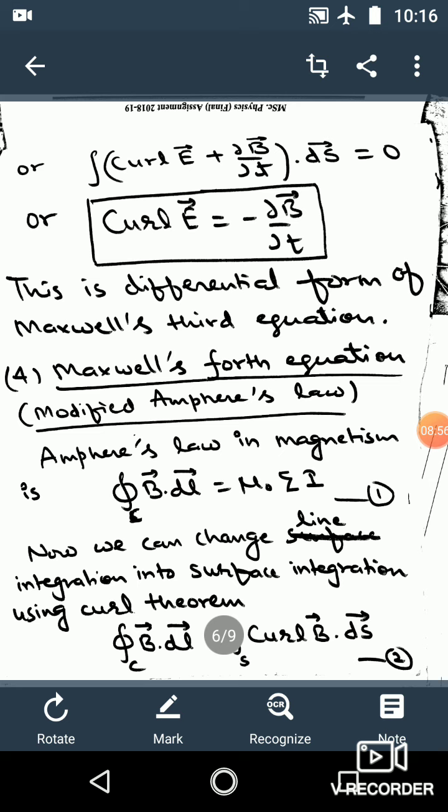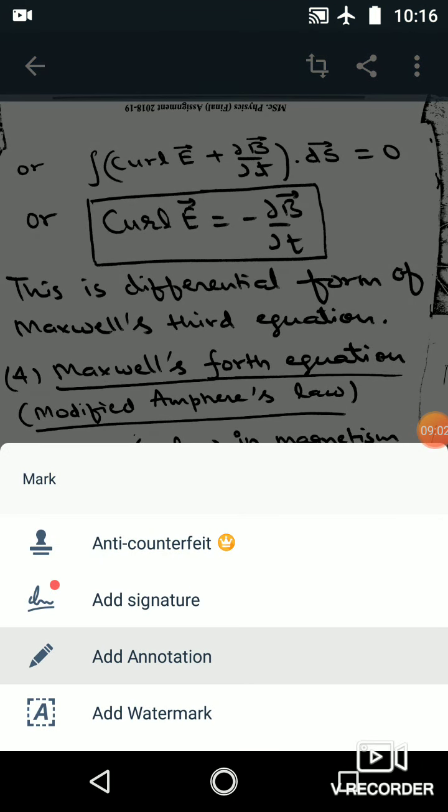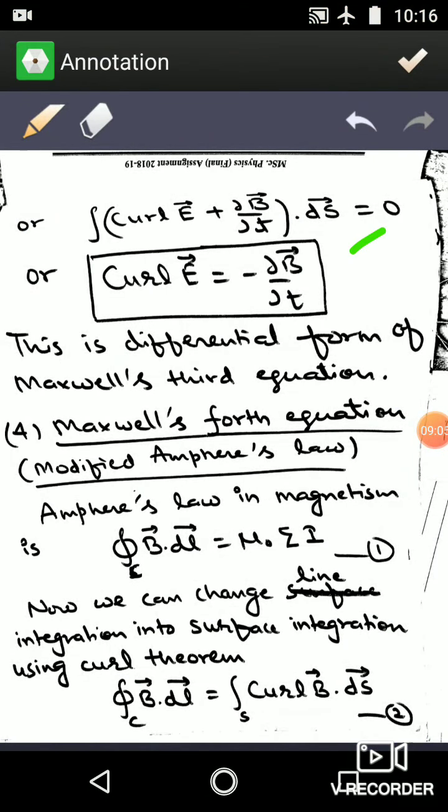We get integration of curl E plus del B upon del T dot ds is equivalent to 0. Here ds cannot be 0, as well as the dot product between them cannot be 0 always. Therefore, for the validity of this equation, we should write curl of E is equivalent to minus del B upon del T. And this is the differential form of Maxwell's third equation. Okay. Now let us move on.